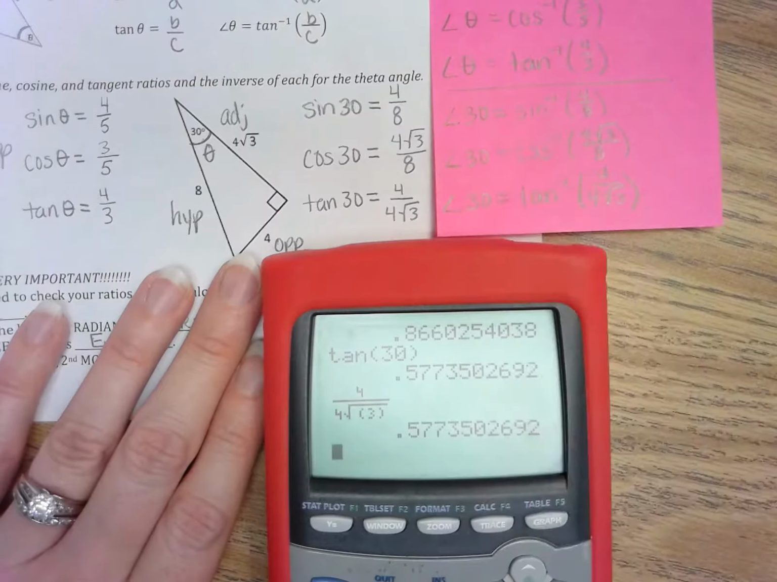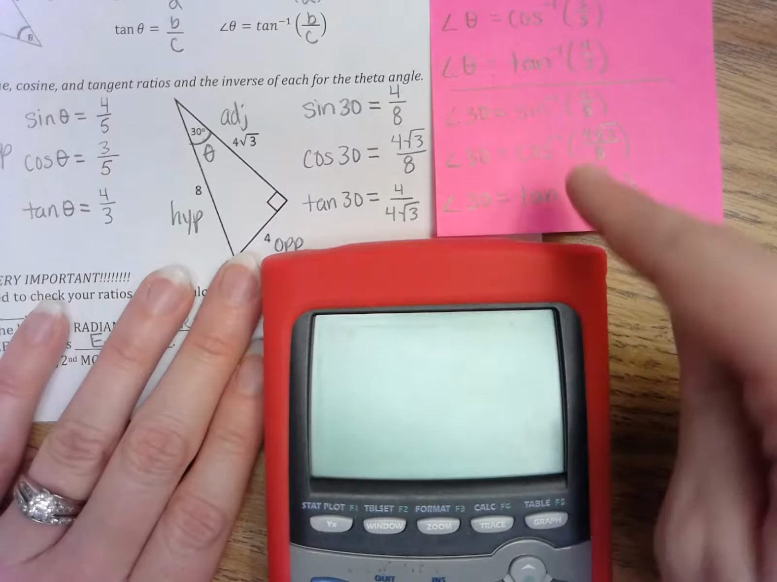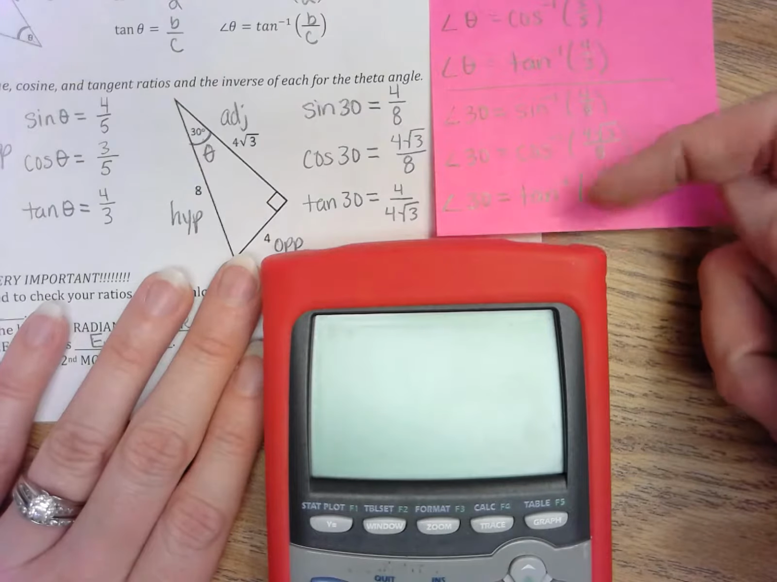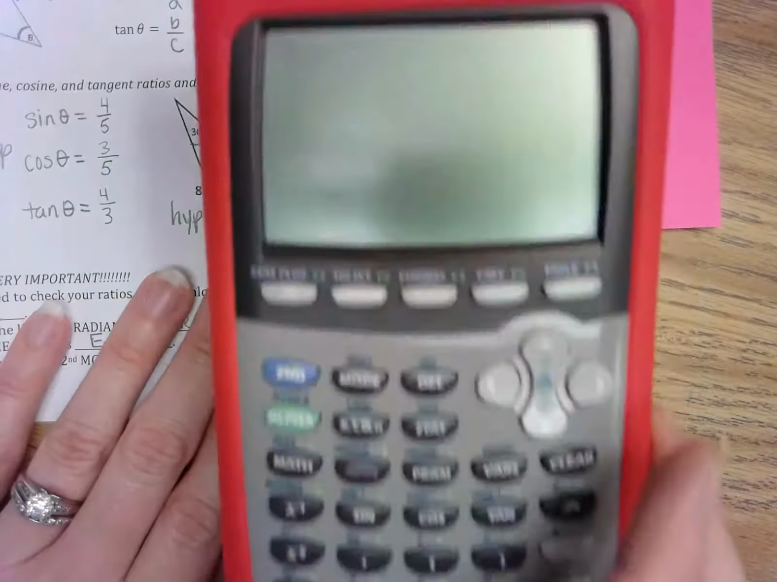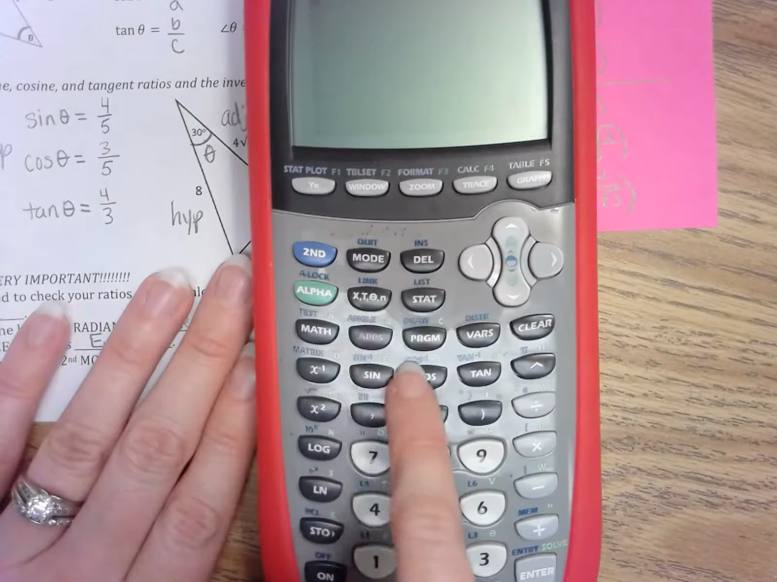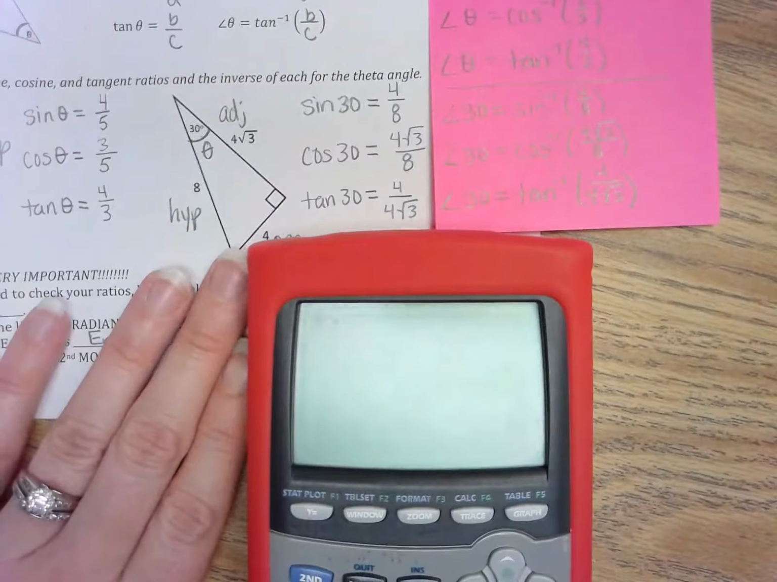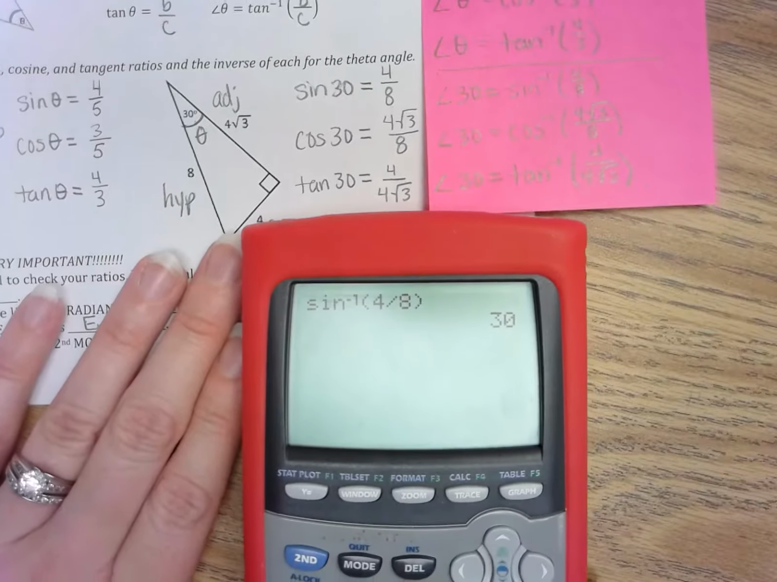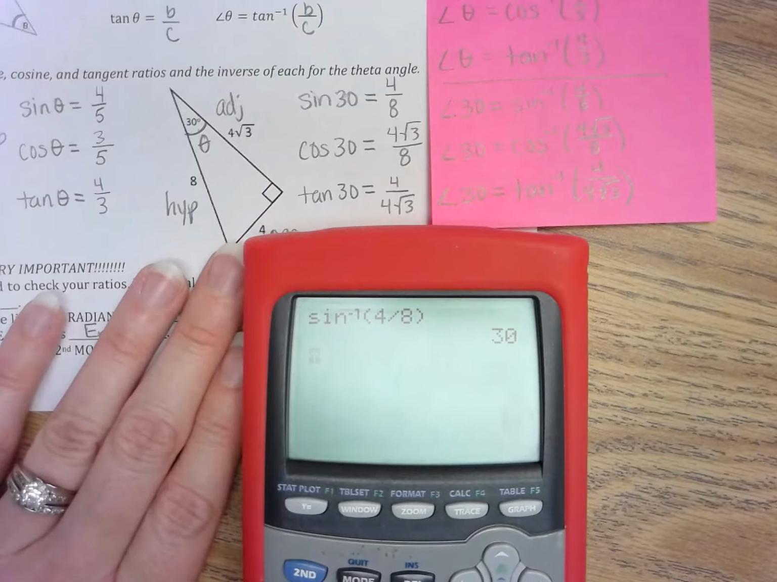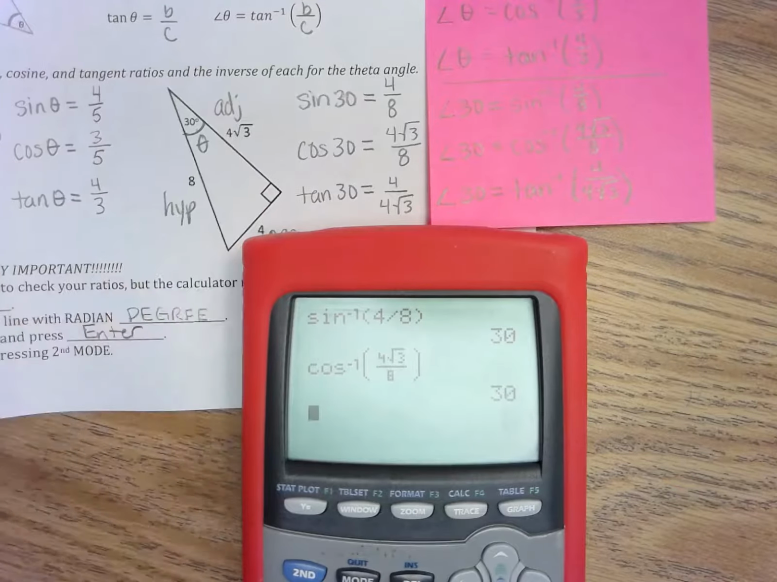In order to get the inverse trig ratios, notice in blue above the sine, cosine, tangent buttons are the inverse. So now if we do second inverse sine of 4 over 8, it gives us 30 degrees. The same will happen for our inverse cosine. Do your alpha y equals to put in your fraction. So we've got our inverse cosine, and once again we got 30 degrees.